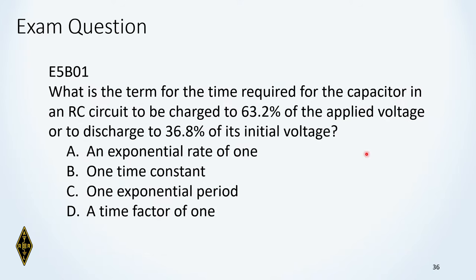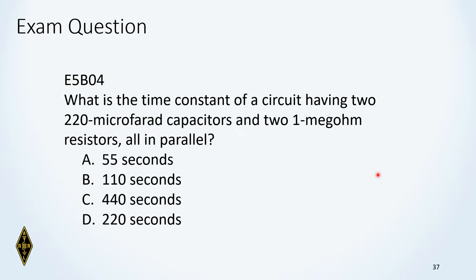Questions, all right. Here's our one and only question. What is the term for the time required for the capacitor in an RC circuit to be charged to 63.2% of the applied voltage or to discharge to 36.8% of its initial voltage? Bravo. Yep, Bravo. That's one. And then this one here, what is the time constant of a circuit having two 220 microfarad capacitors and two 1 megaohm resistors all in parallel? Delta. That's a 220. Yep, so you can draw that out and do it the hard way and actually calculate it, or use my shortcut.